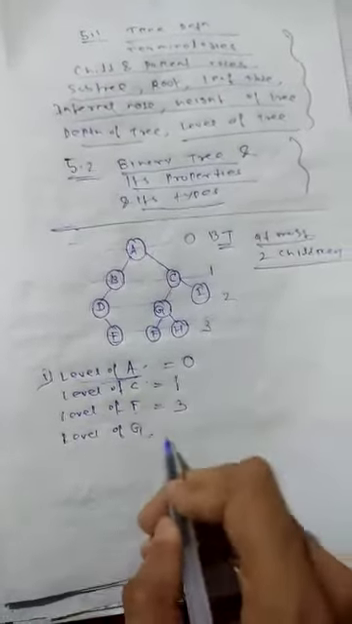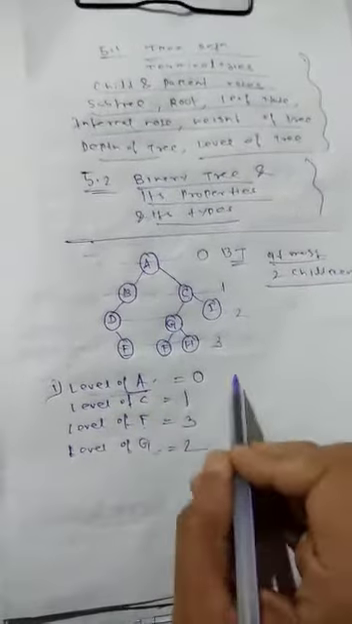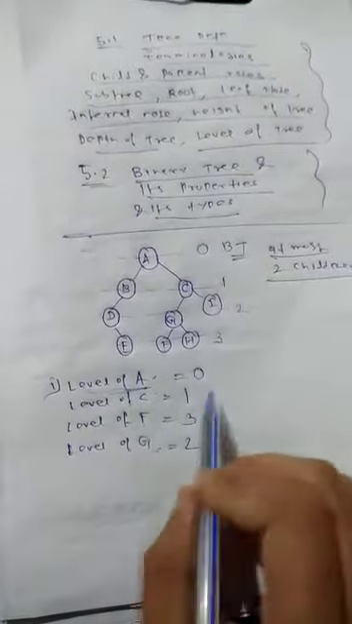Then the level of C is 1. The level of F: see here, F is a leaf node, so the level is 3. What is the level of G? The level of G is 2. In this way we have to calculate the level. You already know how to calculate the level.